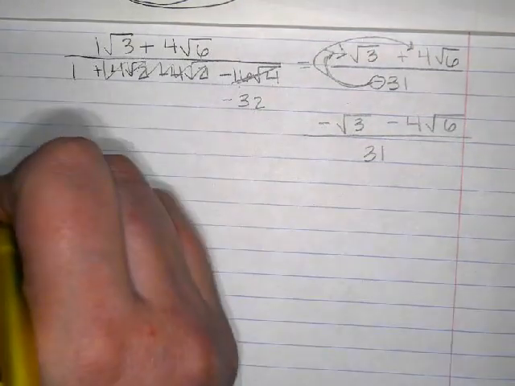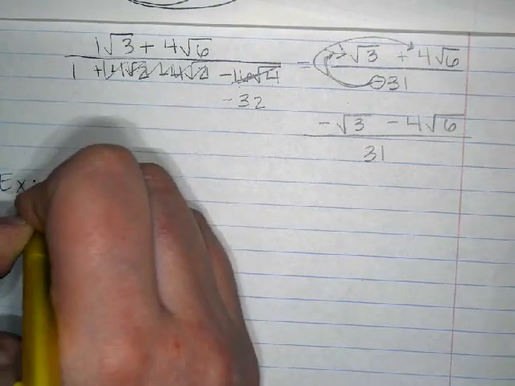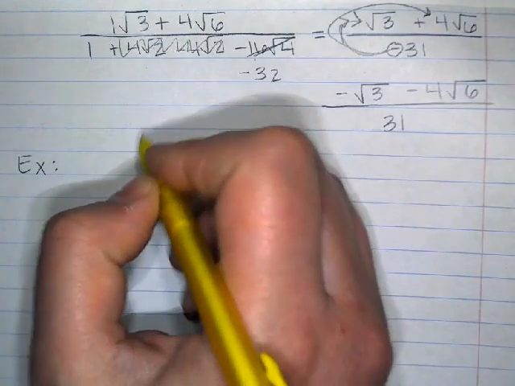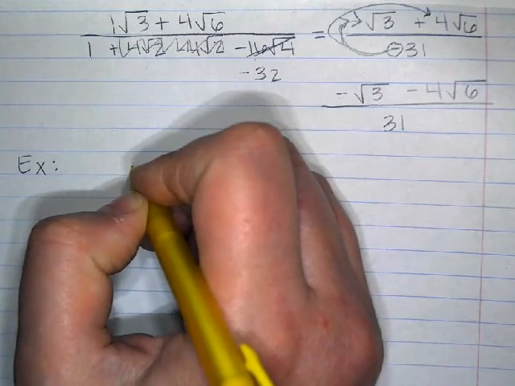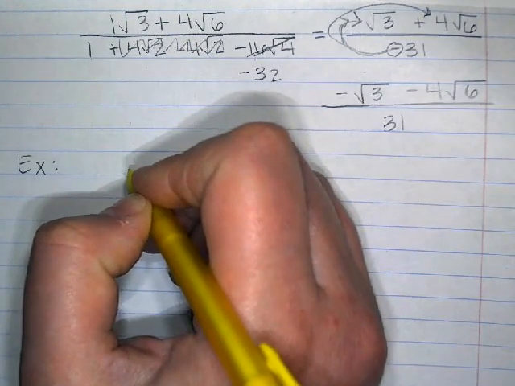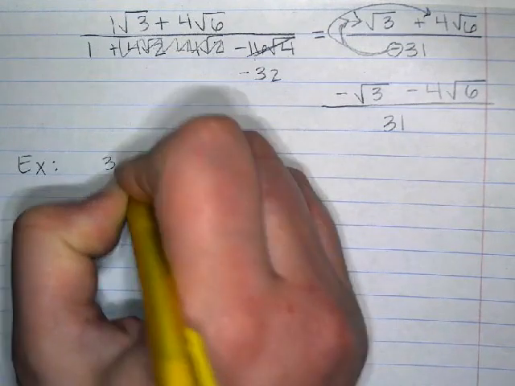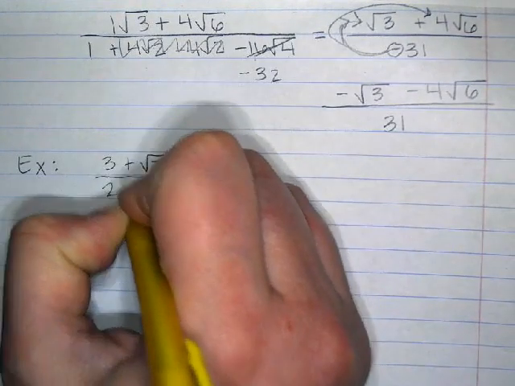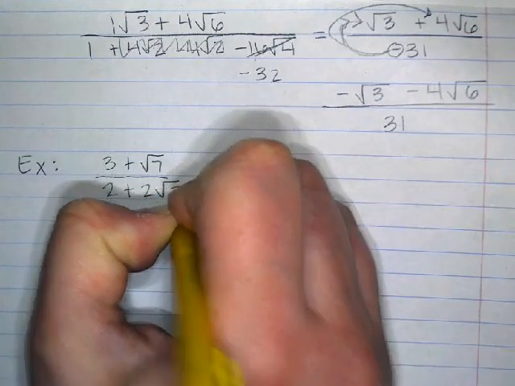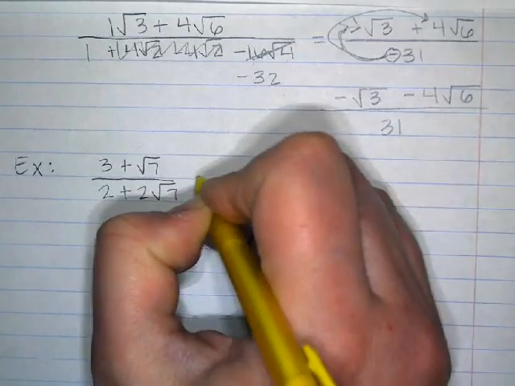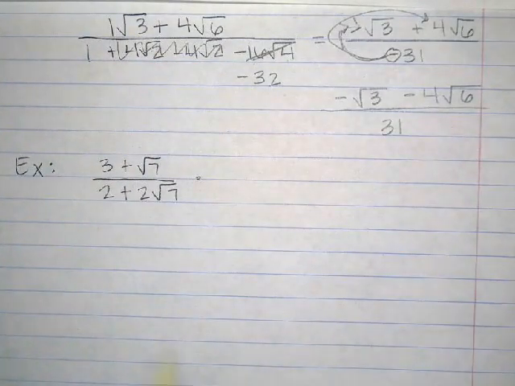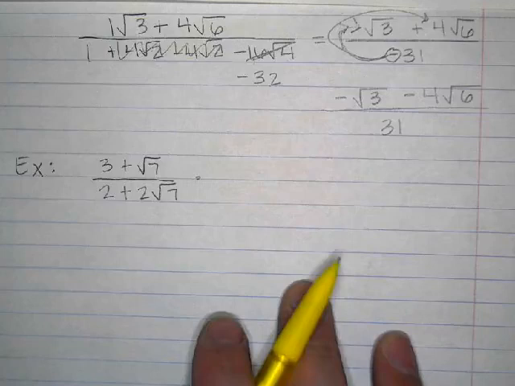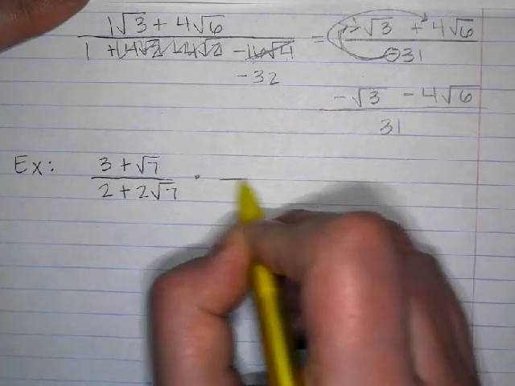So here's how these ones are going to look a little bit different. Let's say that we had 3 plus root 7 over 2 plus 2 root 7. So if you can see, this is just going to be a little bit more tricky because the top, instead of having one thing on the top, it now has 2 on the top. So let's figure out what the conjugate is. Again, we only look at the bottom for the conjugate. So can anyone tell what the conjugate would be?